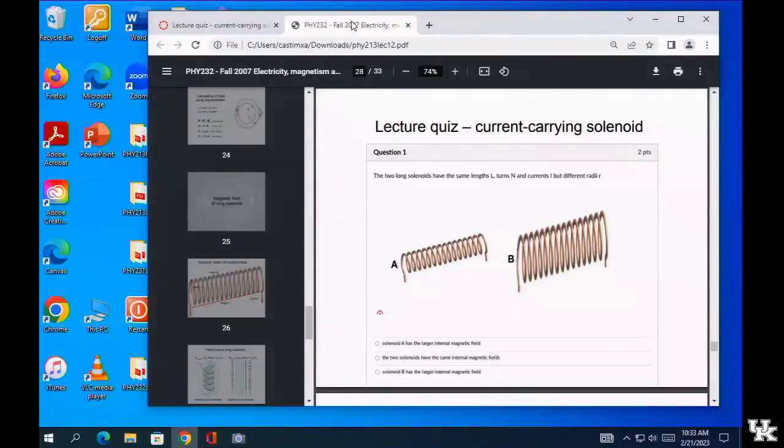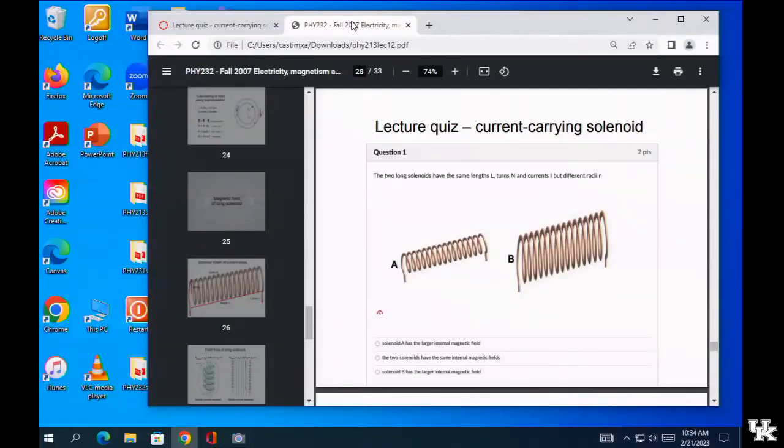So this question asks you to compare two solenoids that we've called A and B, A on the left, B on the right. We're told that the solenoids have the same lengths. We're told that the solenoids have the same number of turns. That's the number of loops. We call turns the number of loops. And they have the same currents flowing in them. But they do differ in their radii. So obviously from the picture, the one on the left has a smaller radius, the one on the right has a larger radius, and the question is, how do the magnetic fields in the two solenoids compare?